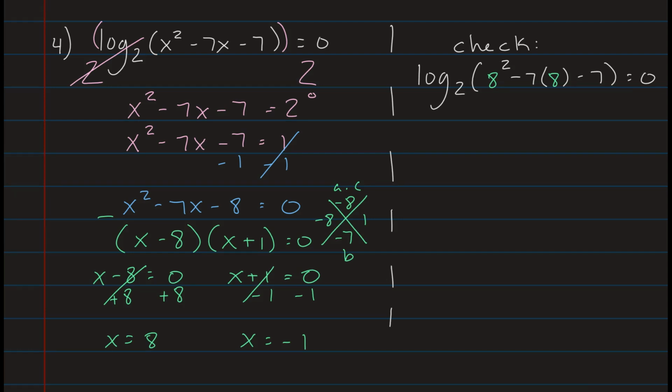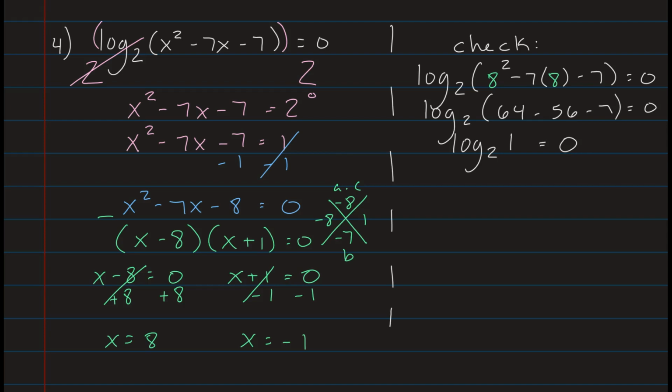Now I first need to evaluate this log, but in order to do that, I need to have the argument be that one term. So I'm going to simplify this argument down. 8 squared is 64 minus 56 is 8, minus 7 is 1. So let me write that out. 64 minus 56 minus 7 ends up being 1.